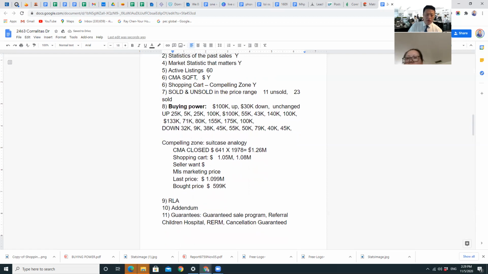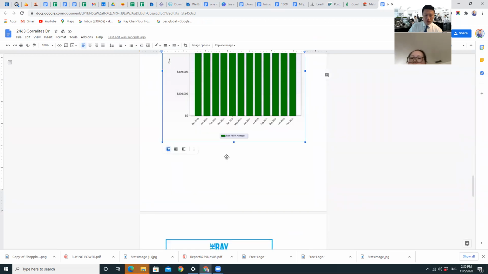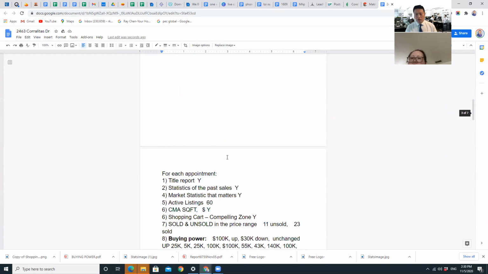This is just for me to know. When I meet with them, I'm not even gonna mention the 1.26, because there are people paying a lot more, 100,000 or 175,000 more. If we market it right, we might even be able to get to 1.26. Listed at 1.26, we're not gonna get 1.26. If we list it at 1.05, we might be able to get 1.26. You know what I mean, right? So you need to put in all these numbers, the last price, the price they bought for, and insert the two maps with pictures. Any questions?